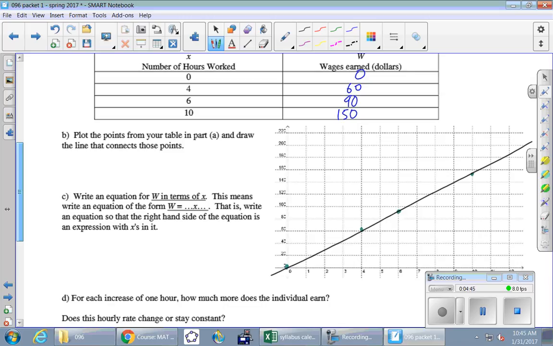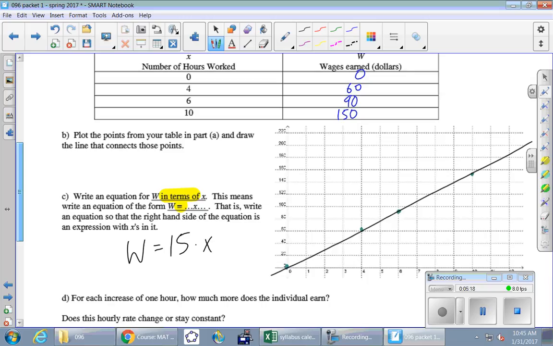So when I see W in terms of, the first thing I do is translate that in terms of to an equal sign. W equals. W in terms of X, and then we've got to do the work on the right-hand side. Okay, let's give it a shot. W equals. Okay, how did we calculate it? When it was 6 hours, what did we do to get the wages? Multiplied by 15. And when it was 4 hours, we multiplied that by 15. And if it's X hours, we multiply X by 15.